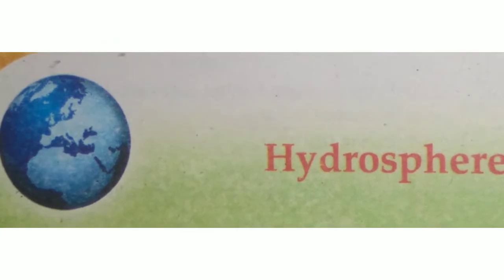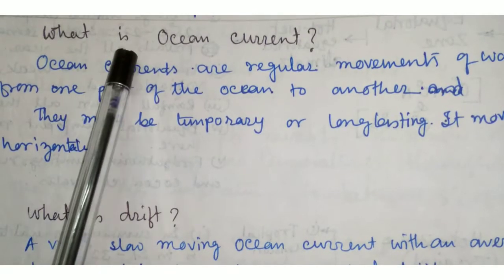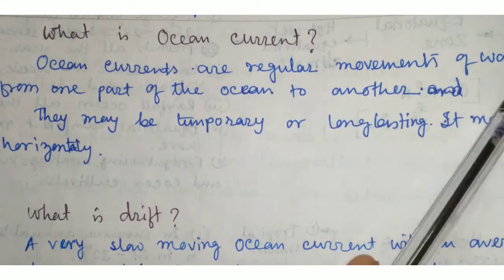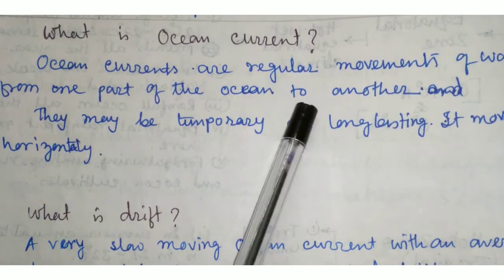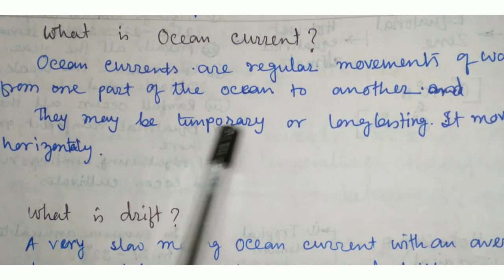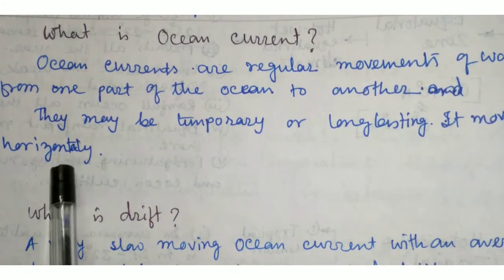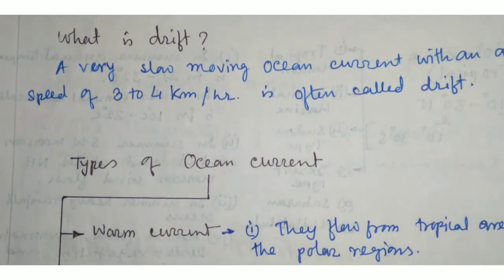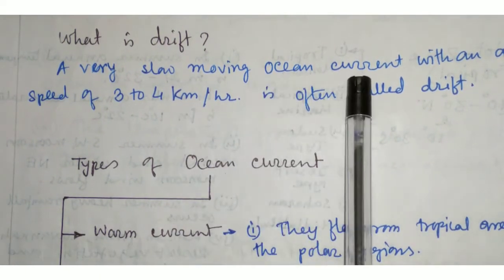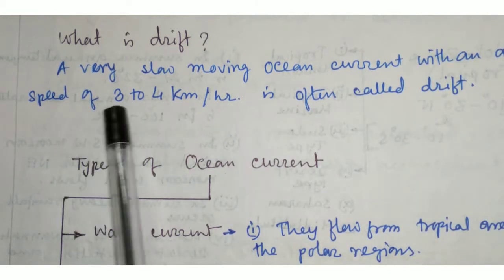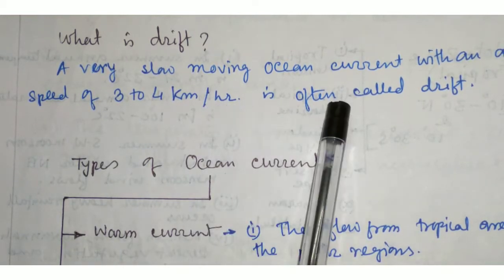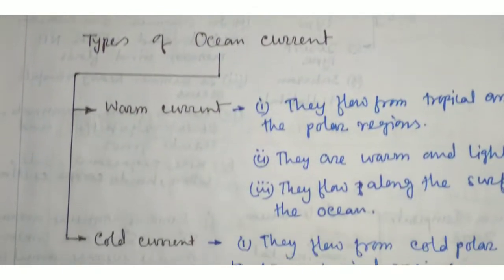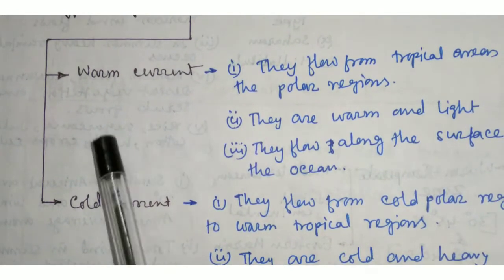Let's start the chapter. What is ocean current? Ocean currents are regular movements of water from one part of the ocean to another. They may be temporary or long lasting. It moves horizontally. What is drift? A very slow moving ocean current with an average speed of 3 to 4 km per hour is often called drift. The ocean currents are of two types: warm current and cold current.